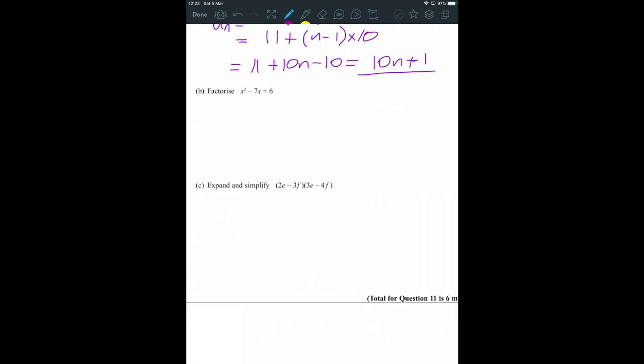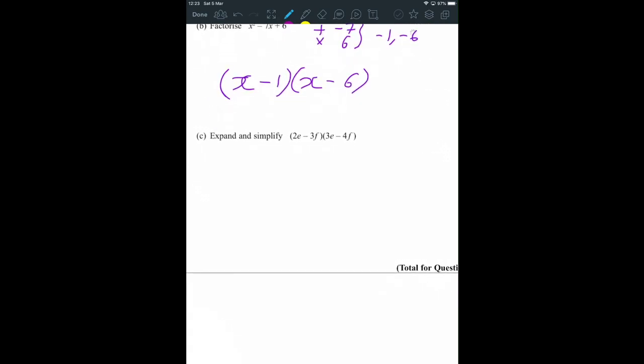Factorize, we're looking for two numbers which add to −7 and multiply to 6. Well, the only way to add to a negative and multiply to a positive is if they're both negative. So it has to be −1, −6. We'll put them in our brackets. And again, if you're looking for a way to check your working, re-expand those out with FOIL and see if you get the question.